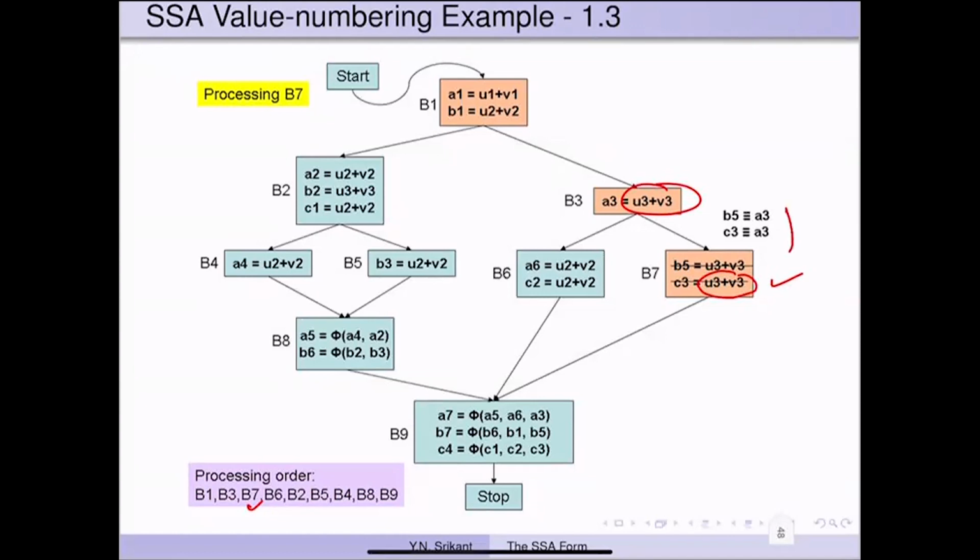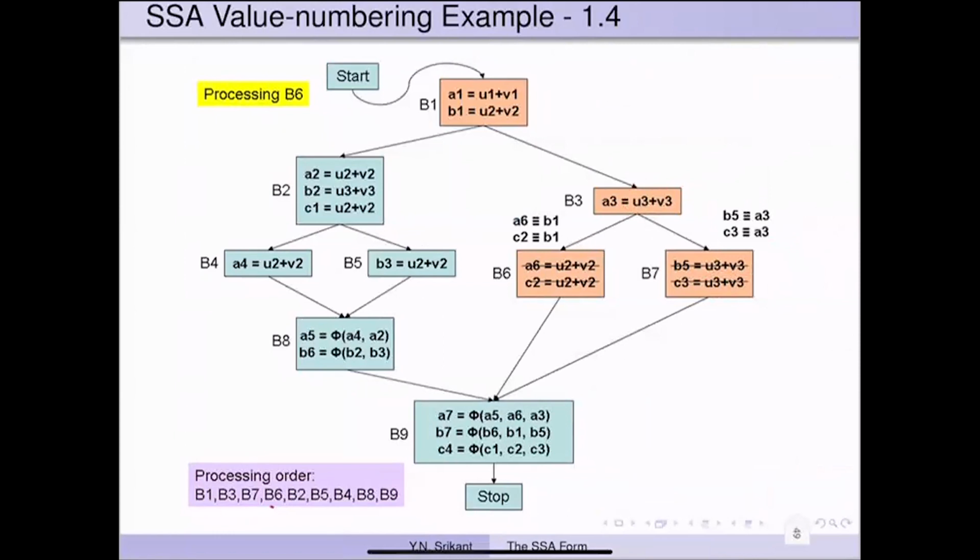So this is the simplified set of equivalences. B5 is now equivalent to A3 and C3 is also equivalent to A3. We don't have to insert the expressions B5, C3 into the table again. We can simply say that we tag along A3 with B5 and C3. That's all. We don't have to do anything more than that.